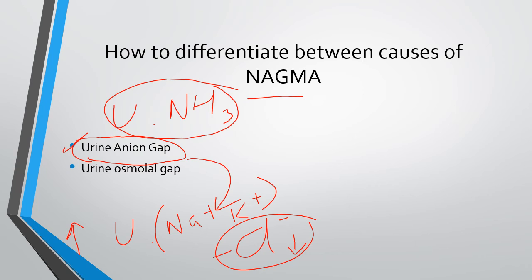Using this formula, you can calculate the osmolality in the urine, and finally, if you get an osmolar gap of less than 40 millimoles per liter, that suggests impaired excretion of urinary ammonia, which suggests a renal cause. So don't go too much into depth about the urine osmolar gap, because the urine anion gap is much simpler and easier to calculate.